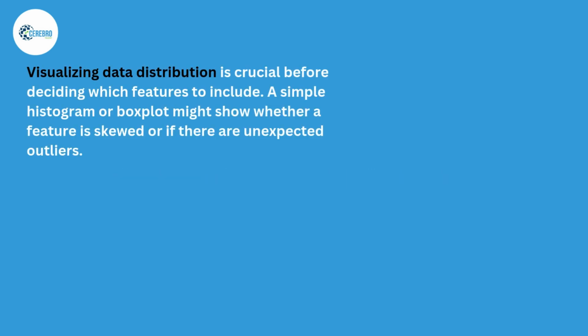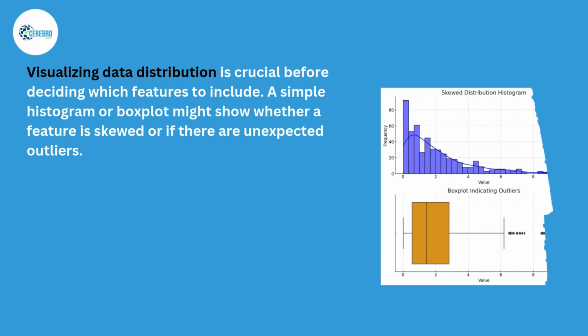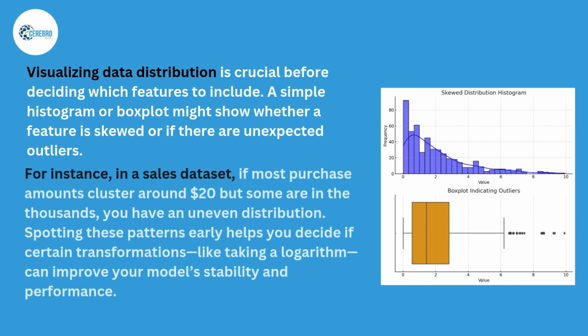Visualizing data distribution is crucial before deciding which features to include. A simple histogram or box plot might show whether a feature is skewed or if there are unexpected outliers. For instance, in a sales dataset, if most purchase amounts cluster around $20, but some are in the thousands, you have an uneven distribution. Spotting these patterns early helps you decide if certain transformations, like taking a logarithm, can improve your model's stability and performance.